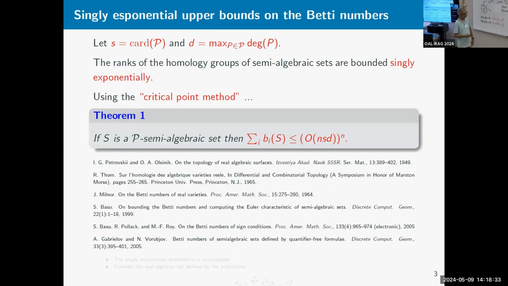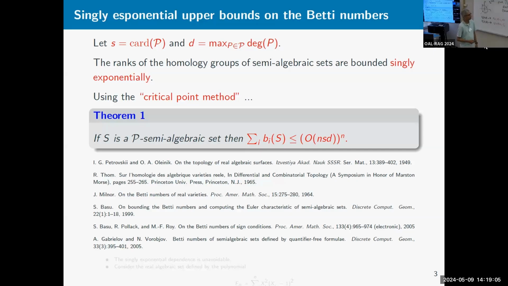The origins of such a result go back to the work of Oleinik and Petrovskii in the Soviet Union, but then they were rediscovered by Thom and Milnor. And then there are various refinements of this. In the way that I have stated it in this most general version, it's the work of Gabrielov and Vorobjov, where there's no assumption on whether the semi-algebraic set is closed or not, an arbitrary P semi-algebraic set.